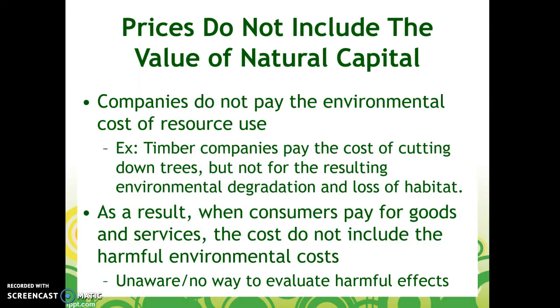The fourth reason for environmental problems is the fact that prices don't include the value of natural capital. So companies don't have to pay for the environmental cost of a resource use. For example, timber companies pay the cost of cutting down trees, so they need the equipment, they need the construction permits or whatever, but not the resulting environmental degradation and loss of habitat. So because they chop down trees, they don't have to go back and plant more, so there's still big enough habitat for the animals. All they have to do is actually pay for the cost of cutting them down.